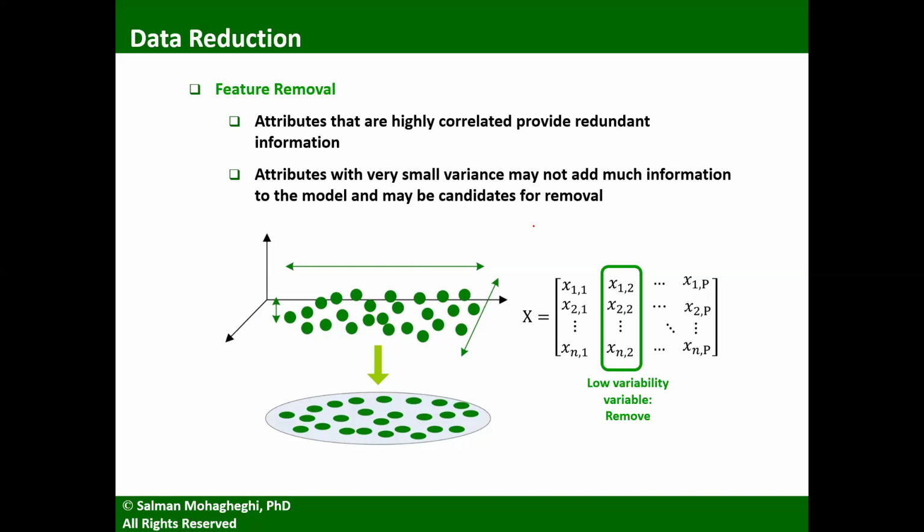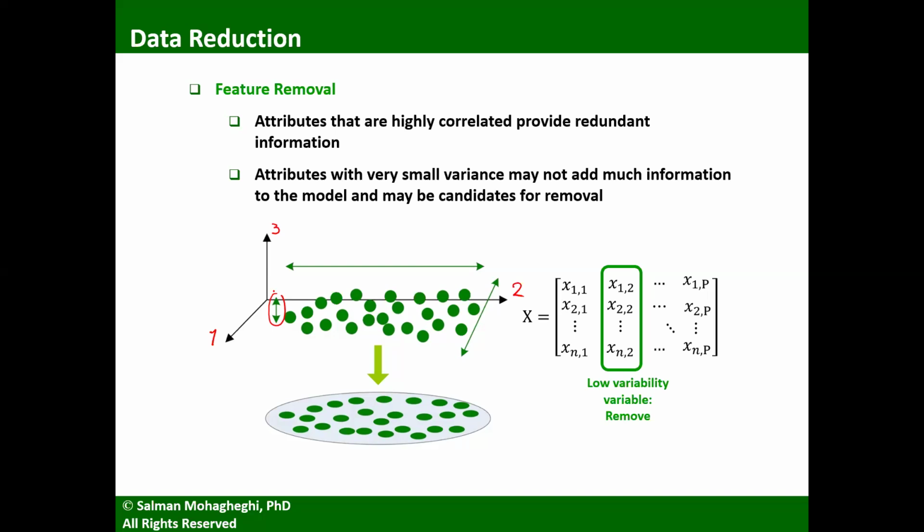Another example would be attributes that have little variability. One argument is that these attributes may not have a lot of information in them. Consider this example. This is a three-dimensional data set where you have a certain amount of variability along axis 1, axis 2, and axis 3. As you can see, variability along axis 3 here is pretty limited. You can assume that most of the data instances have more or less the same value or close values when it comes to dimension 3 or axis 3.